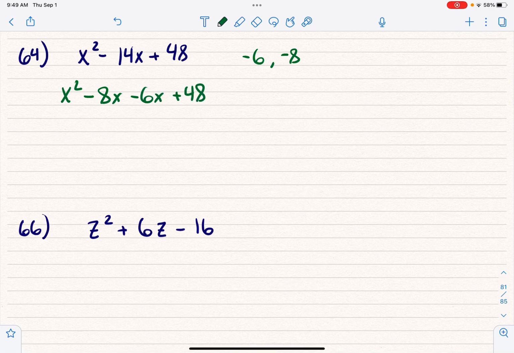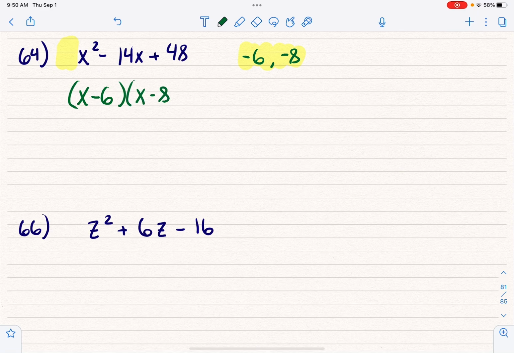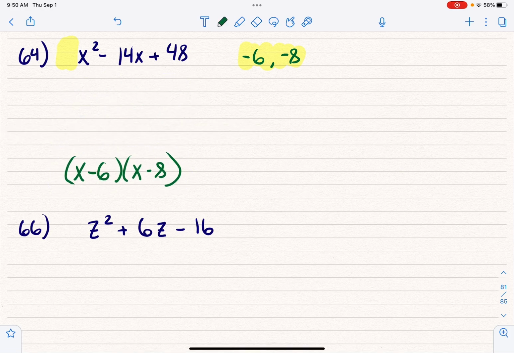This is if I factor by grouping. You don't have to do it this way. When it doesn't have a coefficient on that first term, you can just identify these two numbers right here and say, okay, I'm done. x minus 6, x minus 8, okay? You could just do that. But I'm trying to encourage factoring by grouping on all of them because it just kind of helps us get in that rhythm. So it'd be x squared minus 8x minus 6x plus 48.